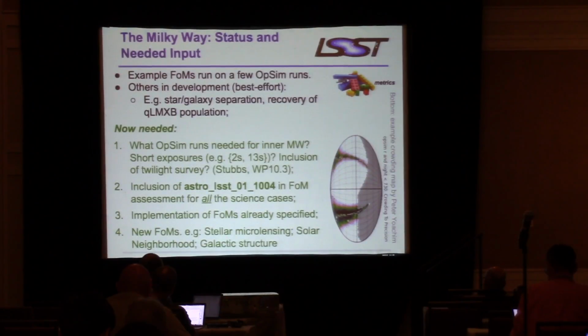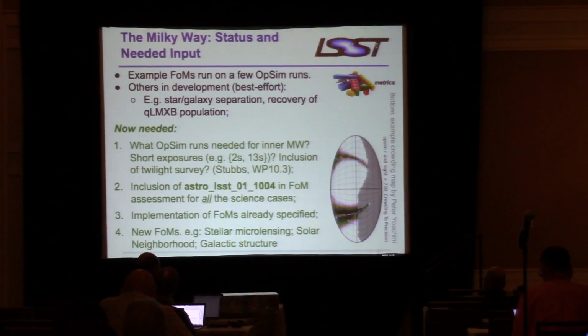One output from this process of comparing the baseline and the two other OpSim runs that do the inner plane is how do we know a bit better what we need to ask for the inner Milky Way? For example, since this is not part of wide, fast, deep, can we do shorter exposures so we don't waste exposure time pushing beneath the crowding limit? What about the twilight survey? How does that fit into this?